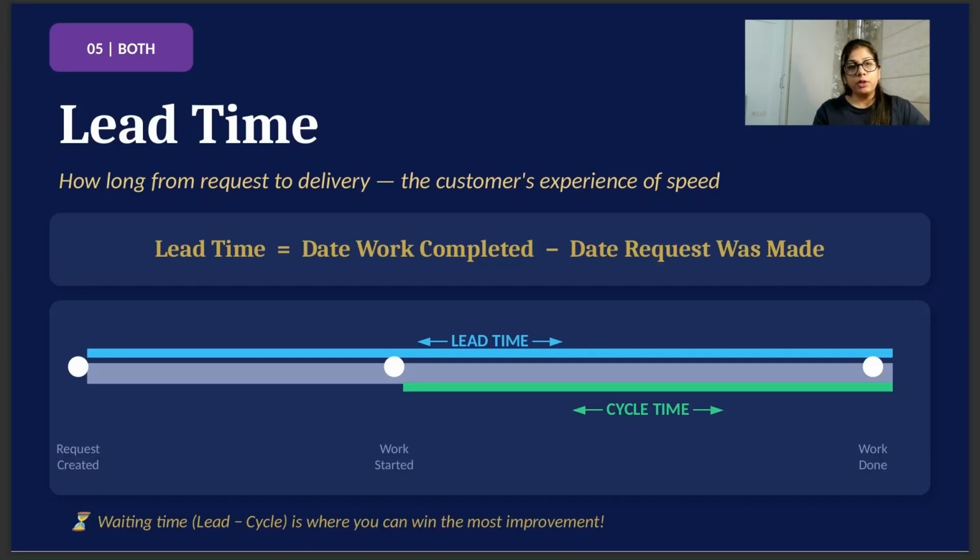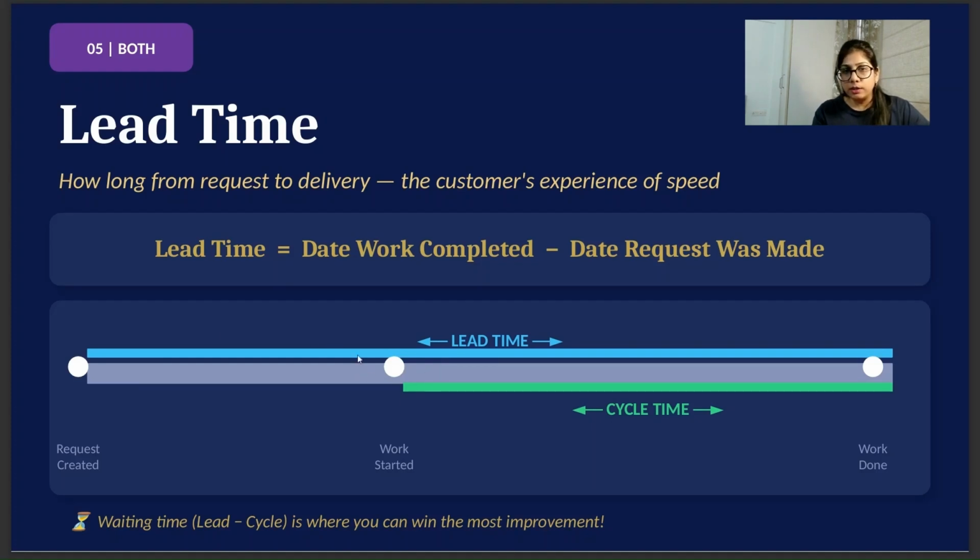Okay, the next metric is the lead time. It is how long from request to delivery, the customer's experience of speed. What is the formula of lead time? It is the date work completed minus the date the request was made. So the lead time actually starts from when the request was created, and the cycle time actually starts from when the work started.